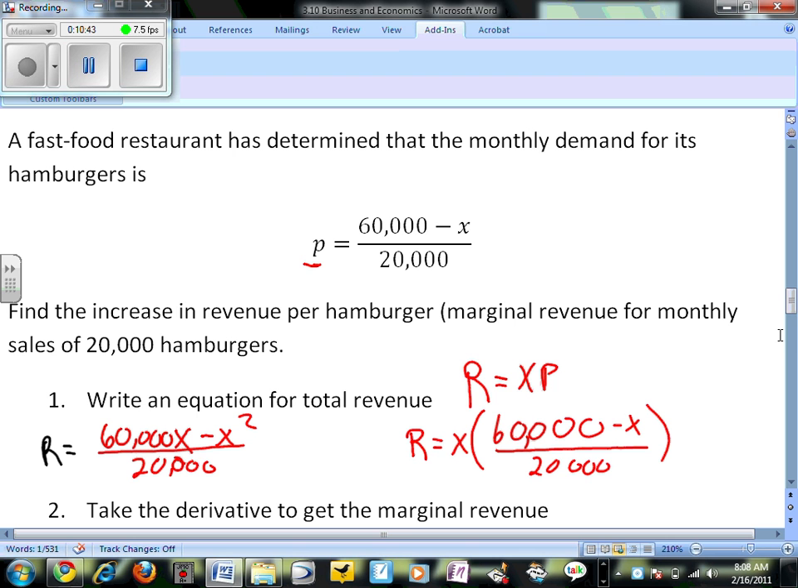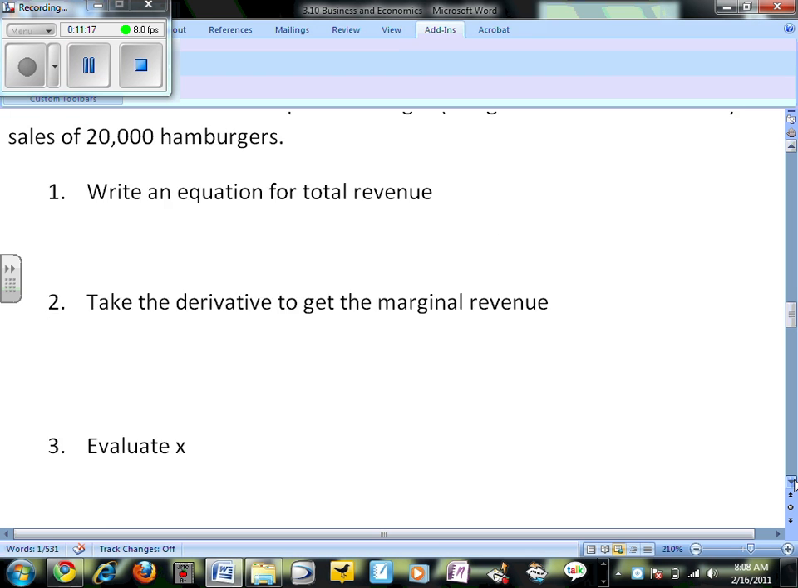I think we can also pull a 20,000 out of there. Let's just write it like this: 1 all over 20,000 times 60,000 x minus x squared. Let's do that, and you'll find out why in a little bit, because we're going to take the derivative of that. So far we have 1 all over 20,000 times 60,000 x minus x squared.